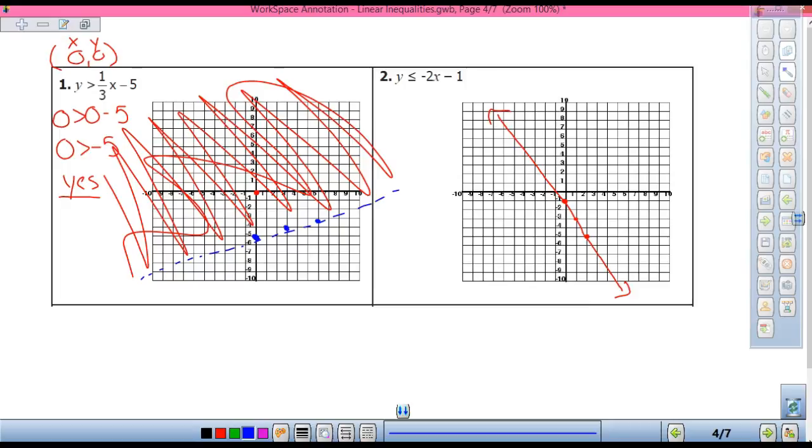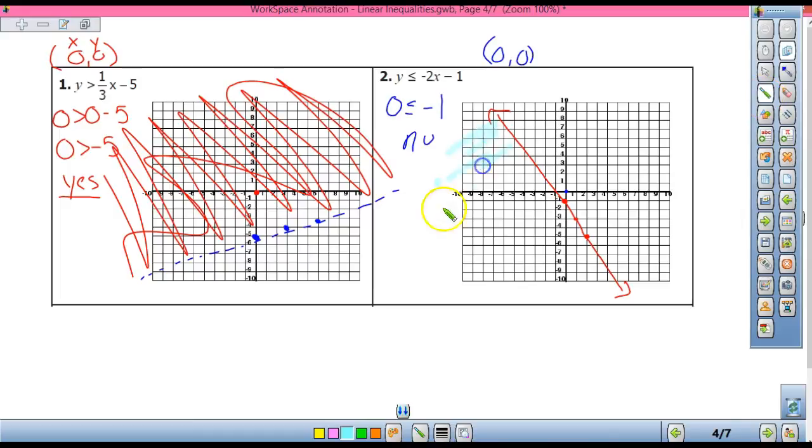Okay, now we're checking 0, 0. So is 0 less than or equal to what's -2 times 0? 0 minus 1 is -1. So is 0 less than or equal to -1? No. So we've got a no there. And so that means that I do not want that shaded right there. So which way should I shade? Down towards that other direction. So I'm going to shade down here because I don't want 0, 0 shaded.